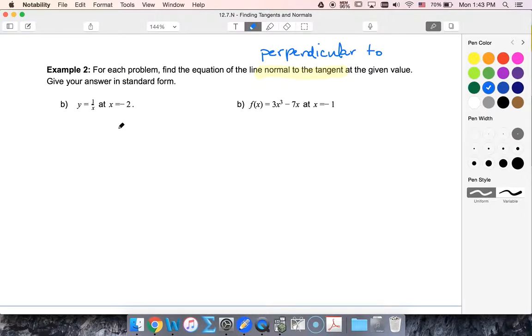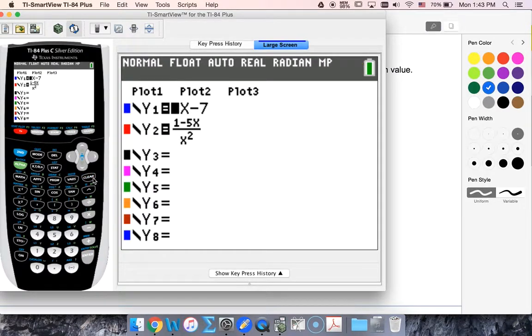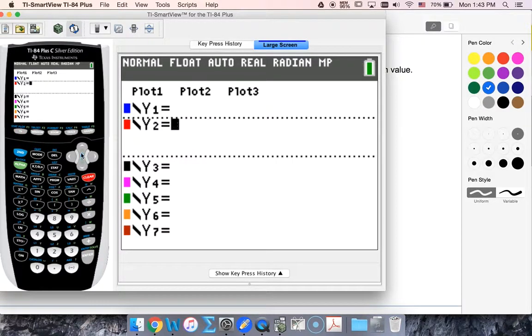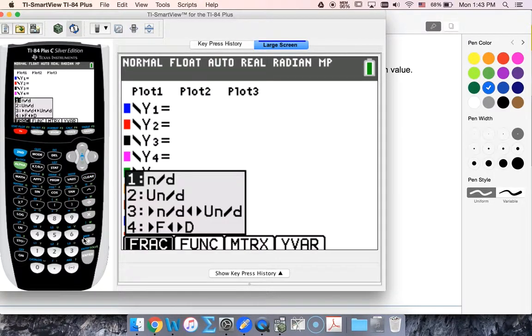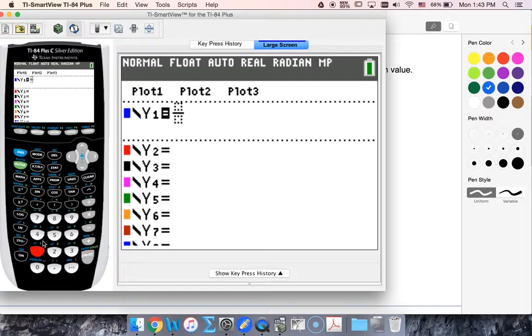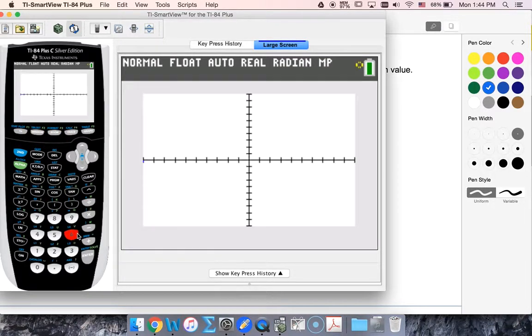So let's start with the calculator. So I'm going to start by putting in y equals 1 over x into my calculator. Y equals, let me clear out all this. So I'm going to start by making a fraction, so alpha y equals, and then numerator, denominator, and I'm going to do 1 over x. And I'm going to look at that at just a normal window because that's how I want to start always. So here's my 1 over x.